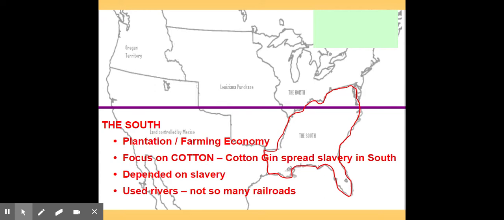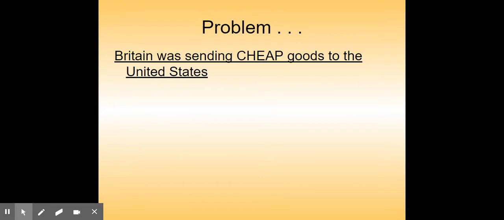Now, there's one other issue that is dividing the North and the South, and this is a pretty big one, and we're going to use some graphics to show this. There's a problem with the country's economy as a whole. Europe, specifically Britain, is sending a bunch of cheap goods to the United States.